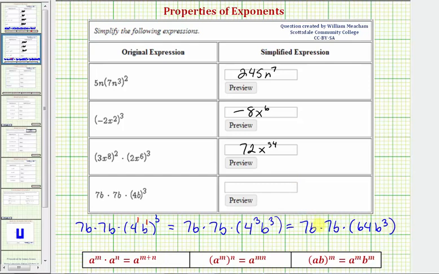Now from here, remember the exponents on the b's are 1, so now we can multiply. 7 times 7 times 64 is equal to 3,136, and then b times b times b to the third is equal to b to the fifth. 1 plus 1 plus 3 is 5. So we have 3,136b to the fifth. Of course, the other option here would have been to expand 4b to the third by writing out 3 factors of 4b. But as these problems get more and more involved, it'll be to our advantage to use the power to power property given here. I hope you found this helpful.